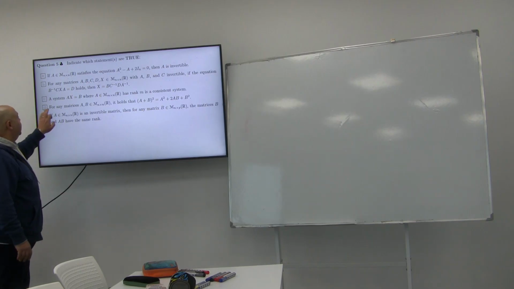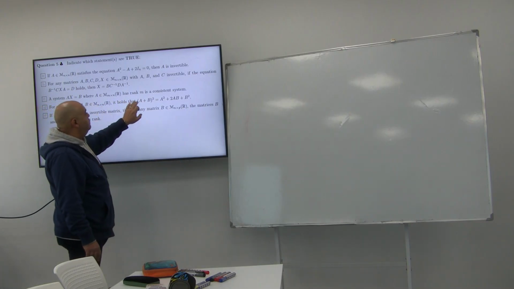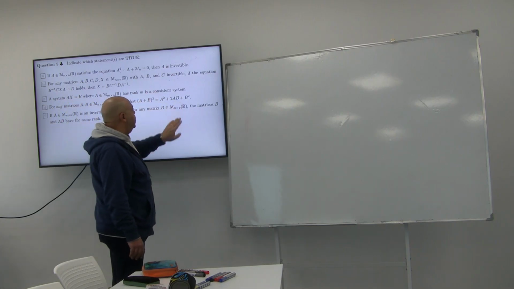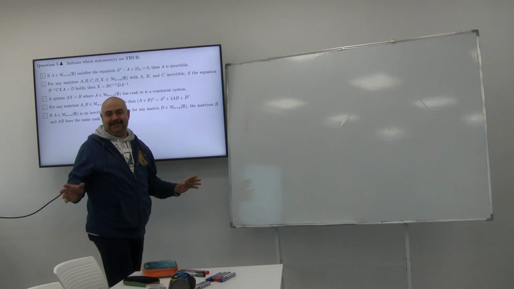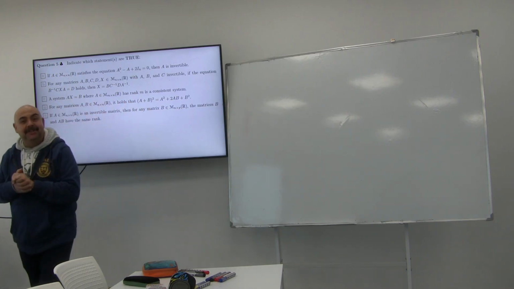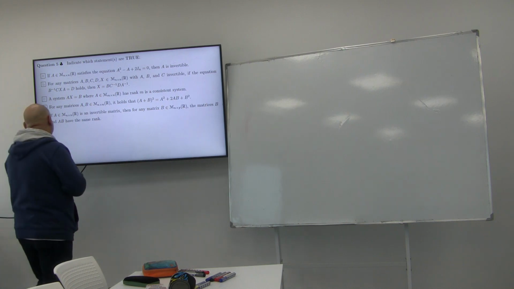For number D, for any square matrices A and B, it holds that (A plus B) to the power of 2 equals A squared plus 2AB plus B squared. That's complete rubbish. Why? Because you know matrix multiplication is not commutative. So also, within the lines, he's giving you another question which is really very simple.